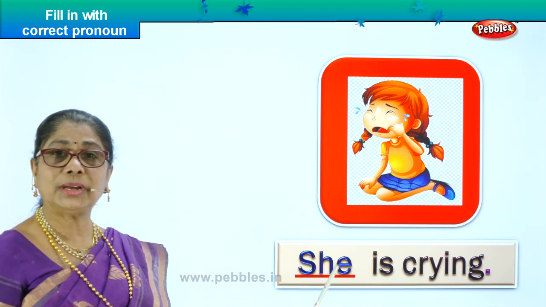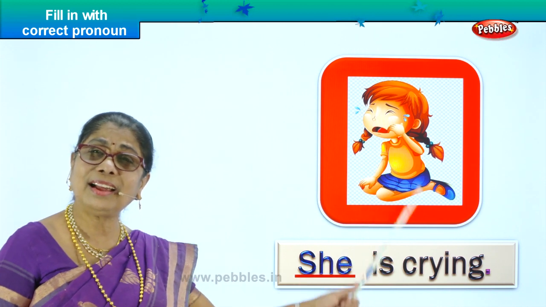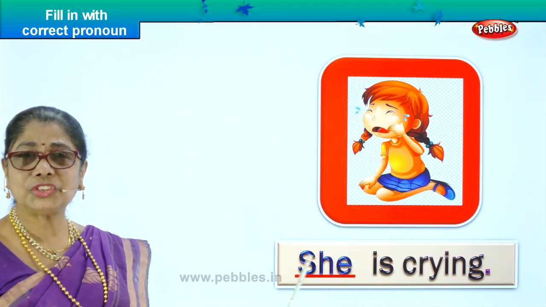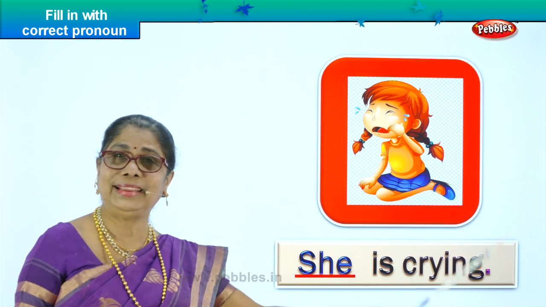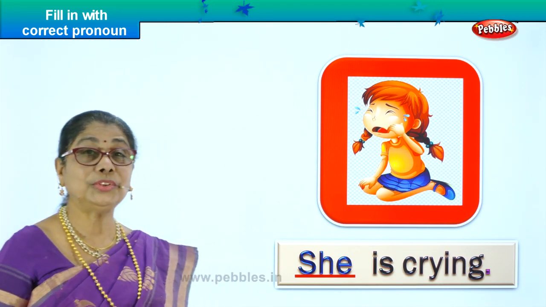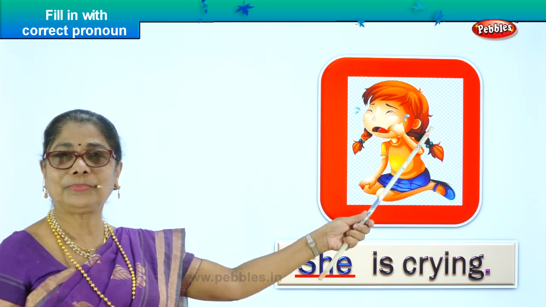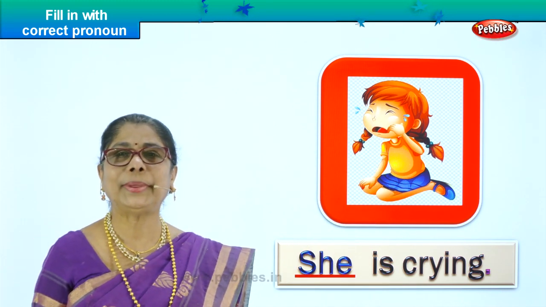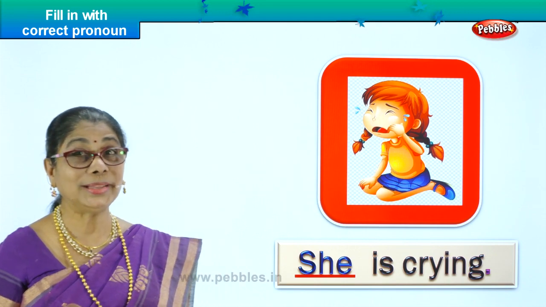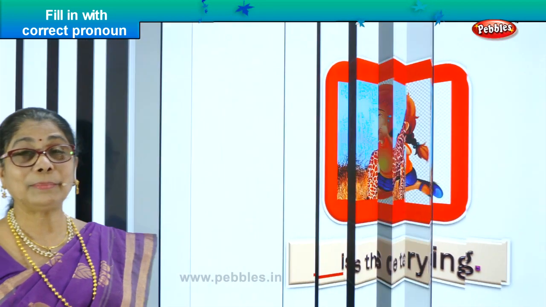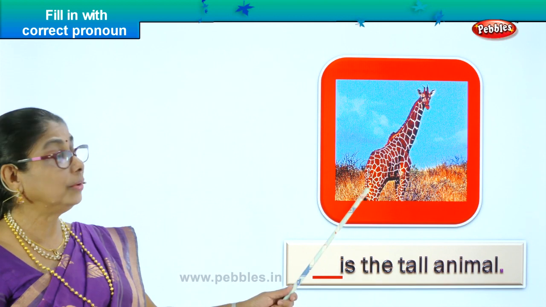What is happening to her? She is crying. Very good. So we pick the correct pronoun here. She is crying. Let's go on to another picture. Are you enjoying the exercise? Picking the correct pronoun? Good. Look.